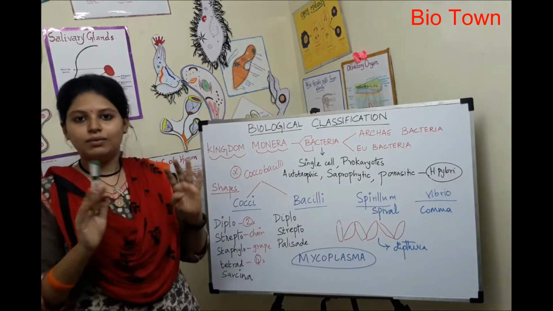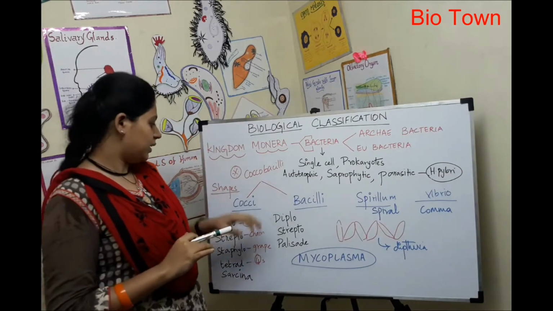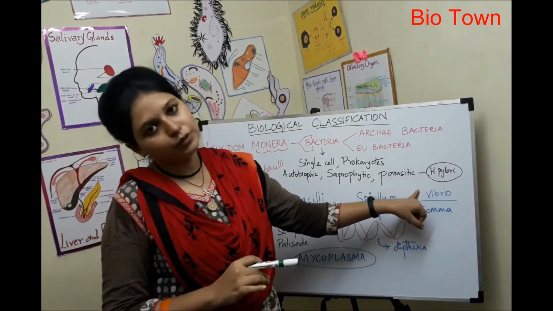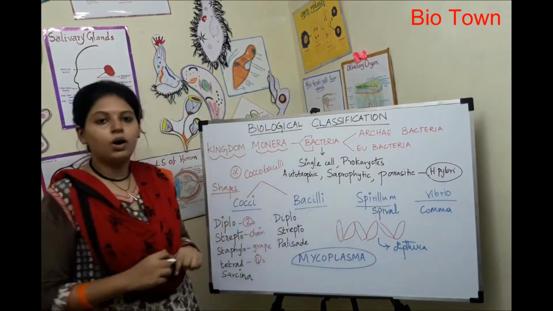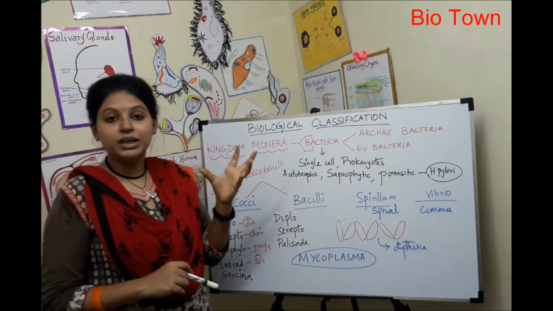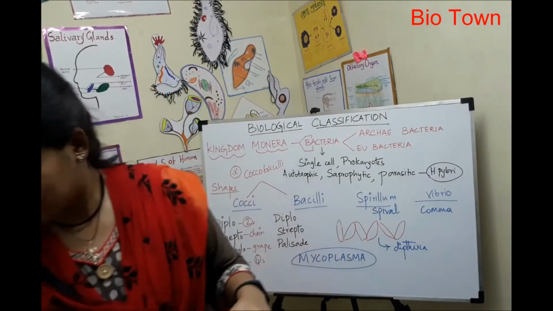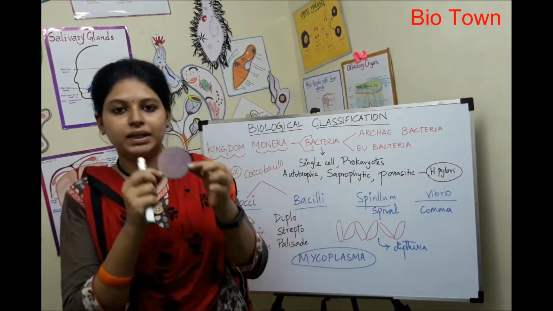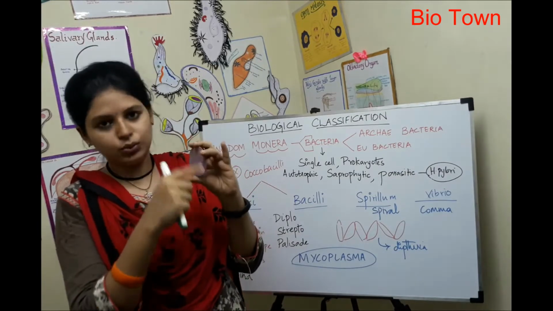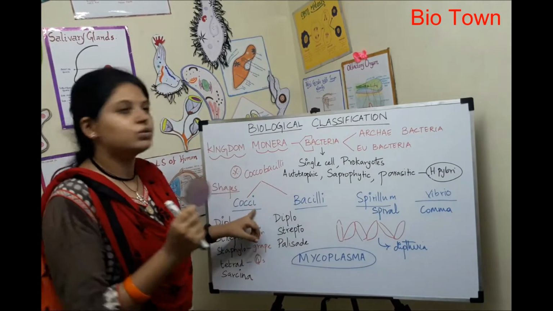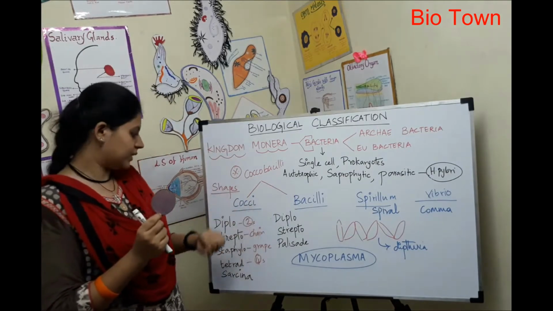Basically we have only four different shapes of bacteria: cocci, bacilli, spirillum and vibrio. First is cocci. The term cocci means round, spherical shaped bacterium. This is a unicellular spherical shaped bacterium. It is unicellular, it is spherical in shape. So that is cocci bacteria.